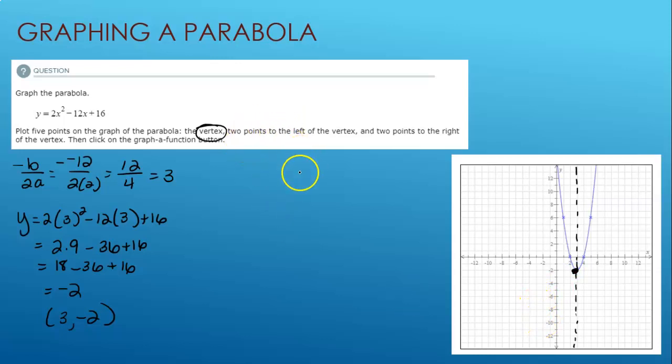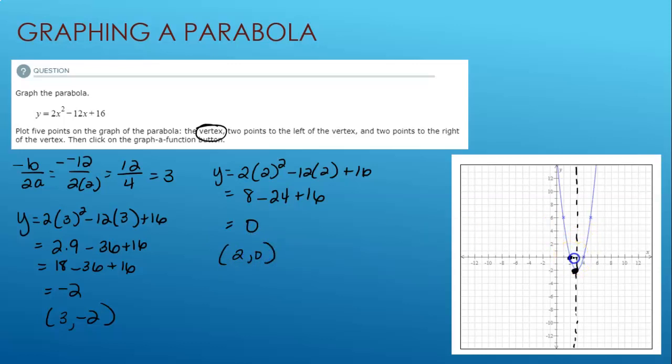All right, again, I'm looking for numbers that are close to the vertex. So the axis of symmetry was at 3. Let's go 1 away from 3 and see what happens when we make x equal to 2. So that's 2 times 2 squared minus 12 times 2 plus 16. 2 squared is 4. 4 times 2 is 8. 12 times 2 is 24 plus 16. 8 minus 24 plus 16 becomes 0. So that tells me that I have a point at 2 comma 0.